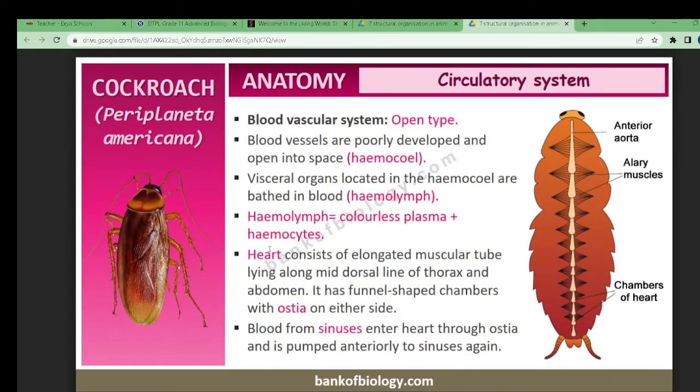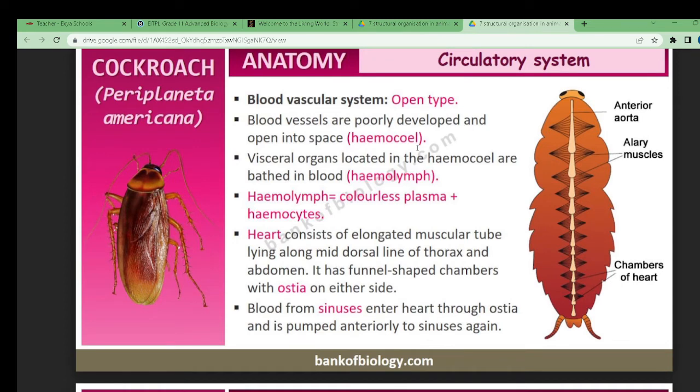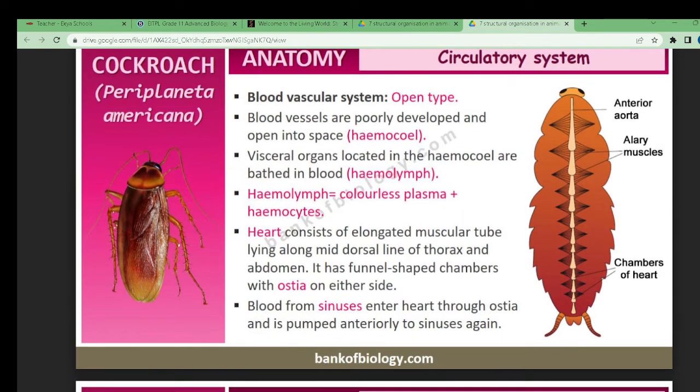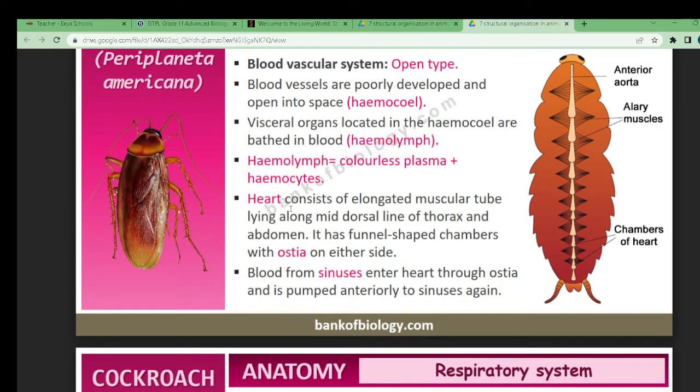Now the circulatory system contains a blood vascular system of open type. So blood generally flows inside the body cavity, the haemocoel, and their blood is white in color. They don't have haemoglobin. So haemolymph is colorless plasma plus haemocytes, meaning the blood cells.